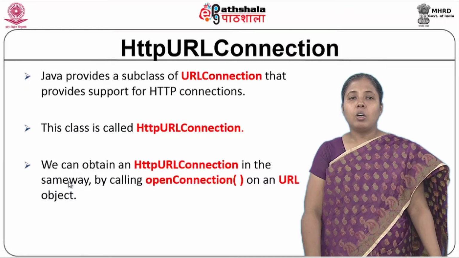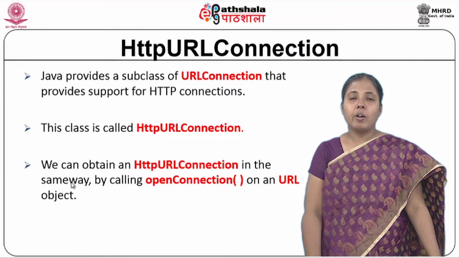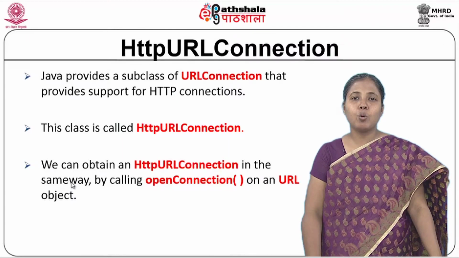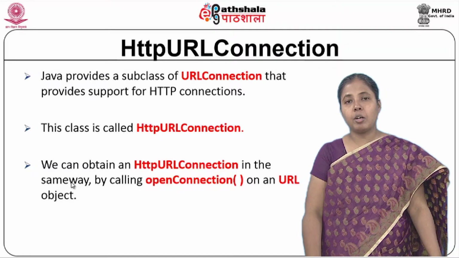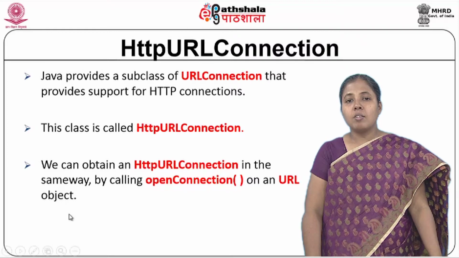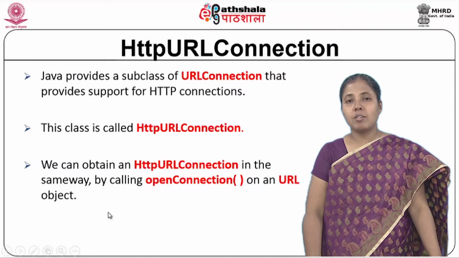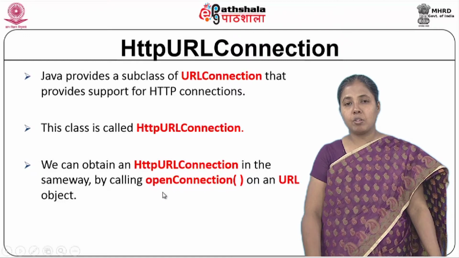Now, there is a subclass of this URLConnection class called HttpURLConnection. This also provides support for HTTP connections. We can obtain the HttpURLConnection in the same way as you do for the base class, or the superclass, URLConnection, by calling a function called openConnection on a URL object. The syntax we will see in the coming slides.